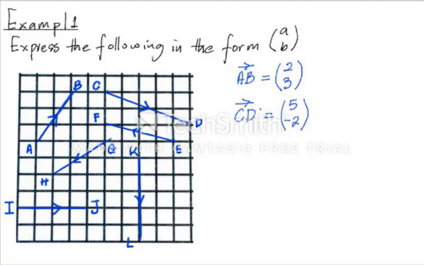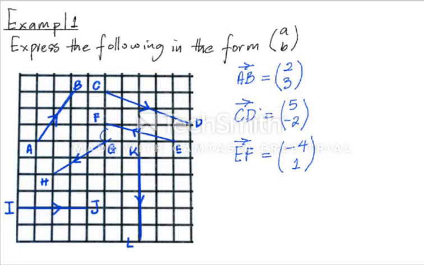All right. Let's go for EF. In moving from E to F, I would move to the left and then up. I moved 1, 2, 3, 4 units to the left, so that's minus 4, and 1 unit up, so that is positive 1.